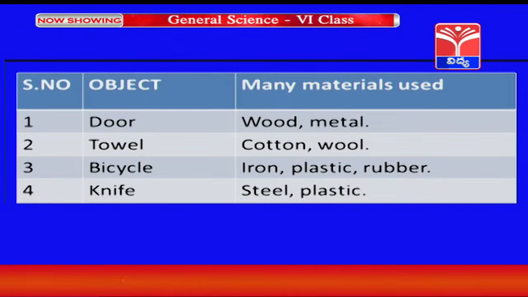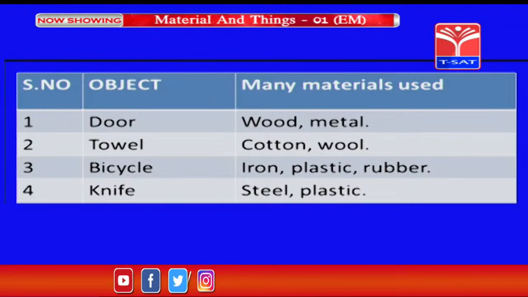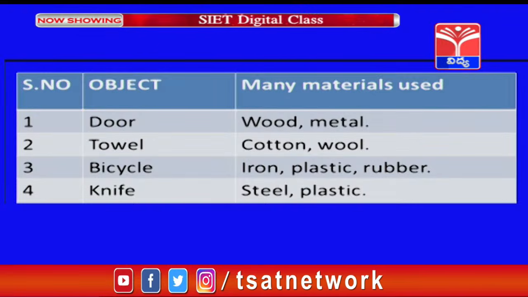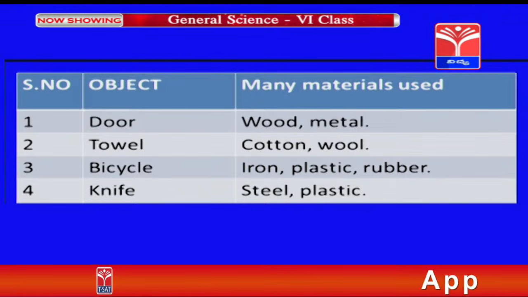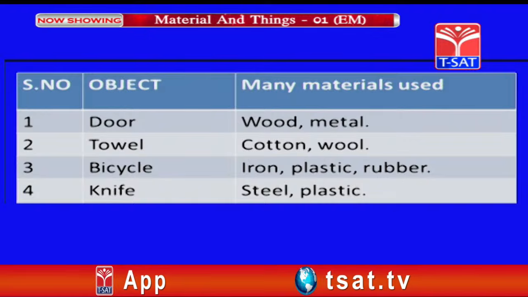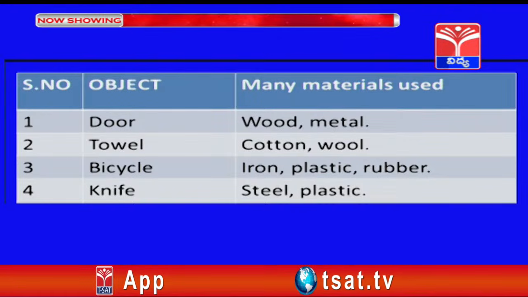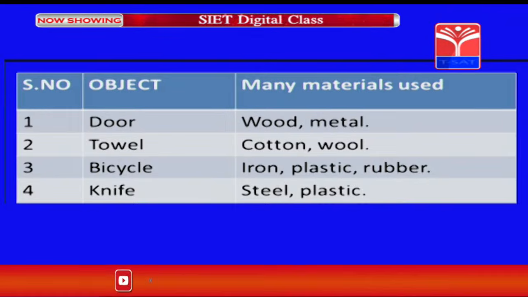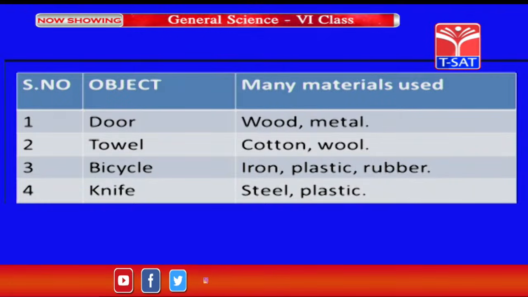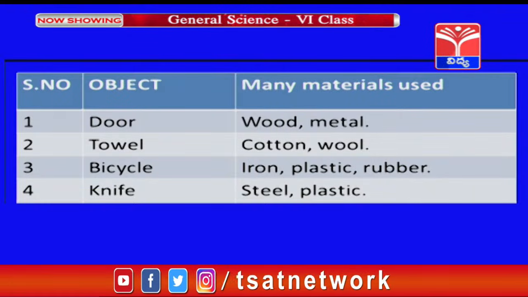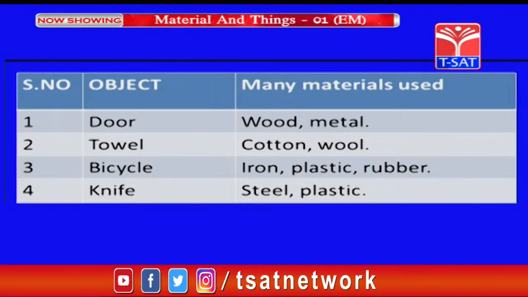Doors which are made up of wooden doors, or sometimes we use as the metal doors too. And look at the towels, what kind of towels we will be using? Cotton towels or the woolen towels we will be using. Bicycle children, actually bicycles are iron ones, or sometimes you see the plastic and the rubber is used in making the bicycles, right children. Now, you see the knife, generally what is the use of knife?